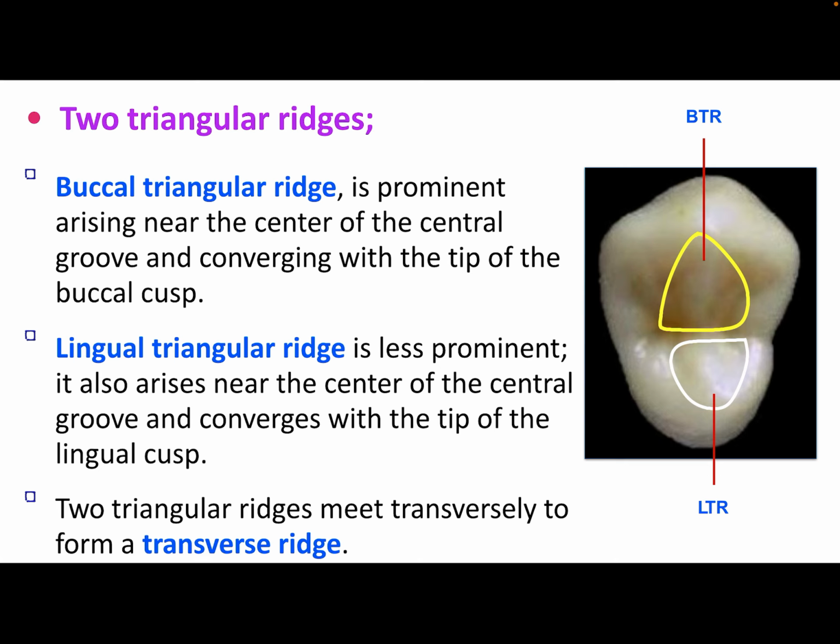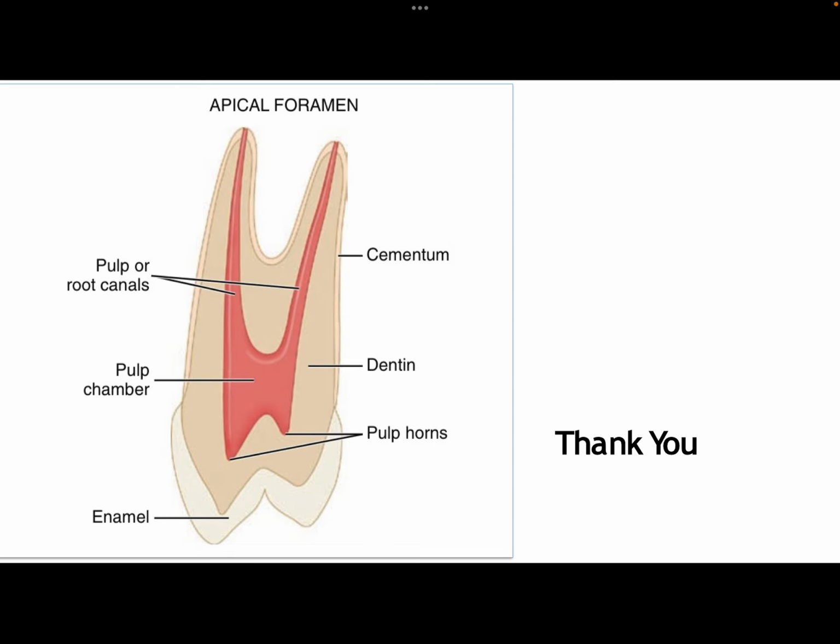And when these 2 triangular ridges meet transversely, they form a transverse ridge. So the buccal and the lingual triangular ridges form the transverse ridge in this tooth.